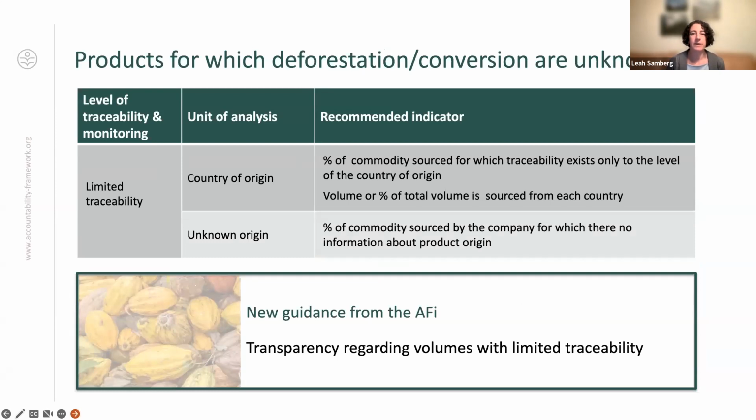So third, this document clarifies the AFI's expectations for transparency regarding volumes for which traceability is limited and deforestation or conversion impact are unknown. So this includes volumes that are traceable to the level of a country as well as volumes that are of completely unknown origin. Reporting these volumes provides essential context for understanding reporting on sourcing for which origin is known. So we'd like to make it clear that companies should be reporting on 100% of their sourcing or their production, regardless of whether deforestation and conversion is assessed or not, to provide appropriate and comprehensive context.